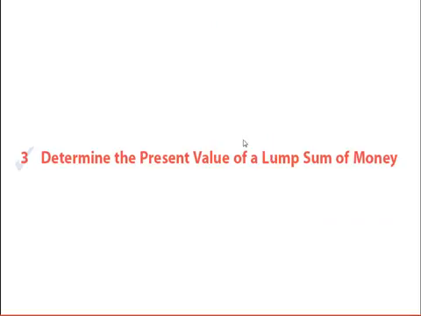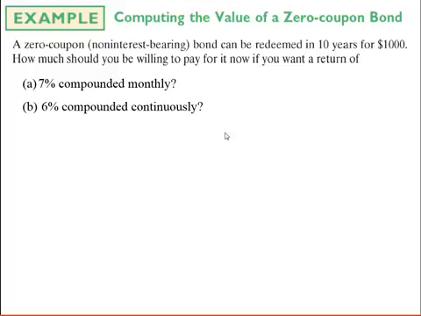Before we do that, let's take a look at one more example called finding the present value. So basically what the present value is asking you is how much do you invest now so that you'll have a certain amount in, let's say, 10 years or 20 years. So in this example, they talk about a zero coupon bond, and it can be redeemed in 10 years for $1,000. So it says how much should you be willing to pay now if you want a return of 7% compounded monthly or 6% compounded continuously.